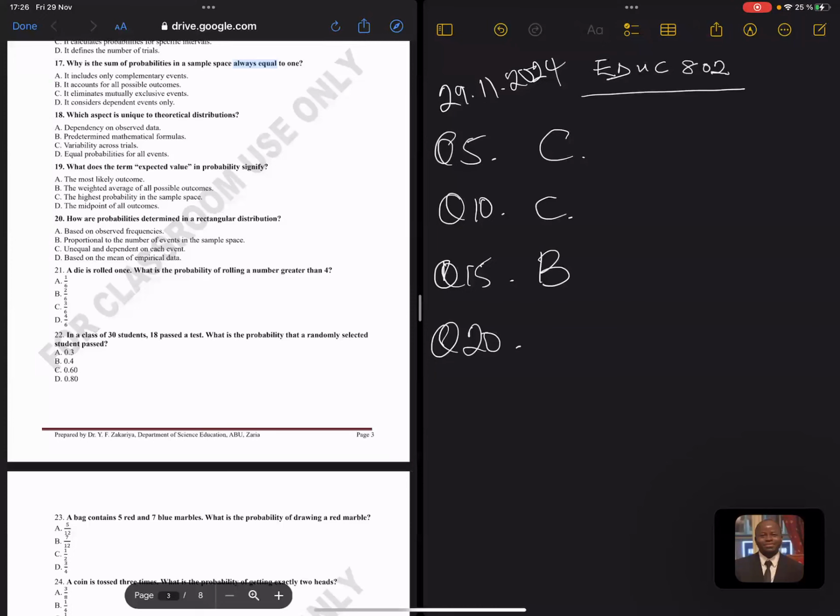Maybe not the mean. Remember rectangular distribution, each of the outcomes has equal probability. If you want to compute the probability, you perform an experiment and count the number of favorable outcomes, which you divide by the total number of possible outcomes. So the right answer here, without wasting time, is A, based on observed frequencies. Okay? All right.